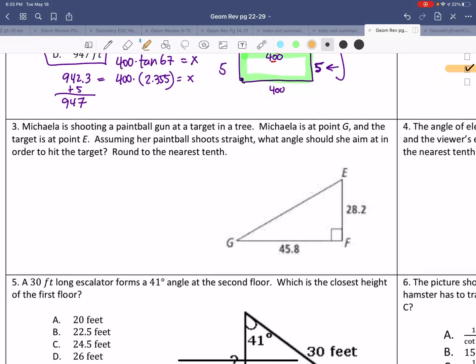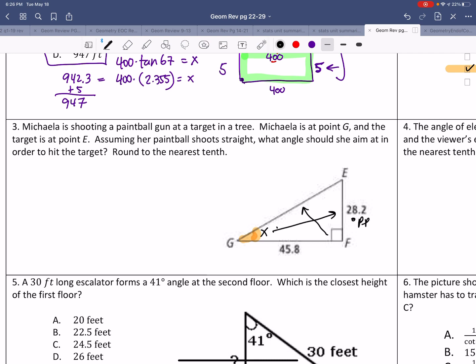Cool. Okay, Michaela's shooting a paintball gun from point G to her target. What is her angle? I'm going to call that X, and we'll label that opposite. Opposite the box is hypotenuse, and this would be our adjacent side. Like one of the previous questions, we're going to use the tangent of X. The tangent function is opposite over adjacent. So the tangent of X is 28.2 over 45.8.